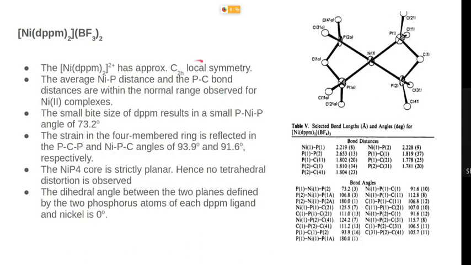So in this compound, where the ligand has only one carbon as the spacing between the two phosphorus donor atoms, it was found that the bite angle was small, that is 73.2 degrees, and this molecule was strictly planar. There was no tetrahedral distortion and the dihedral angle was 0.